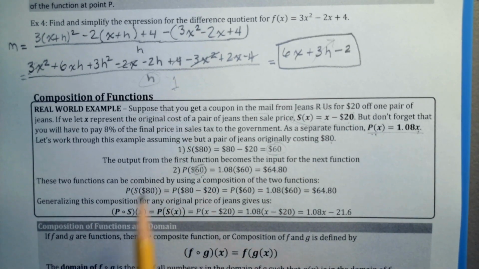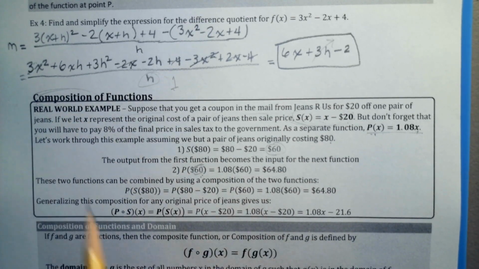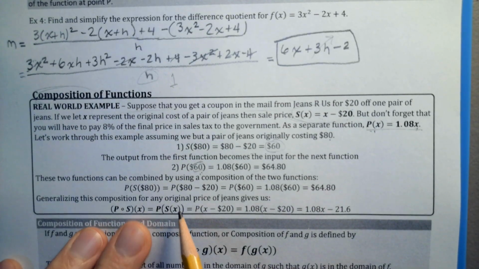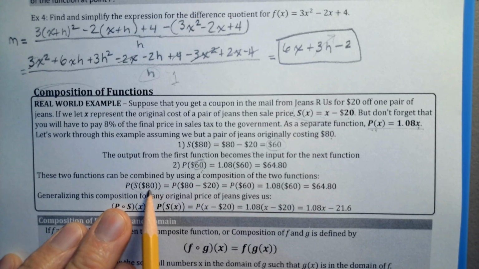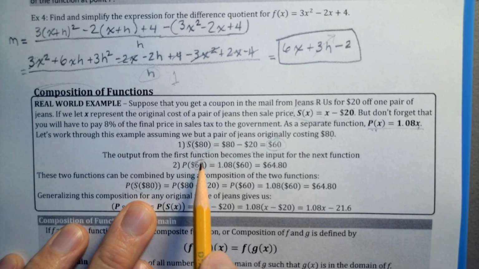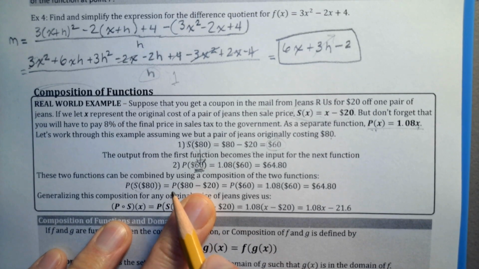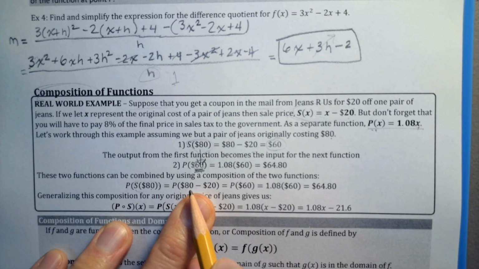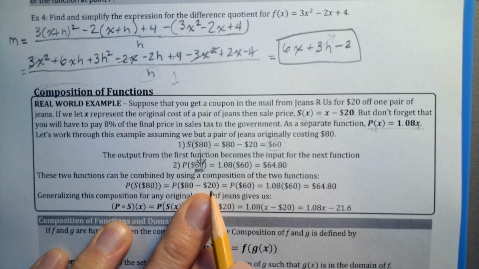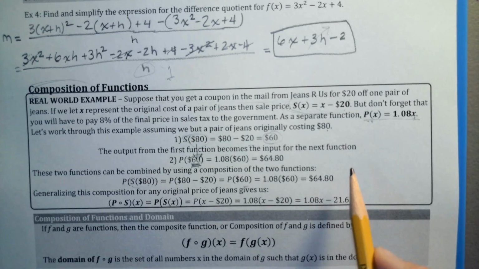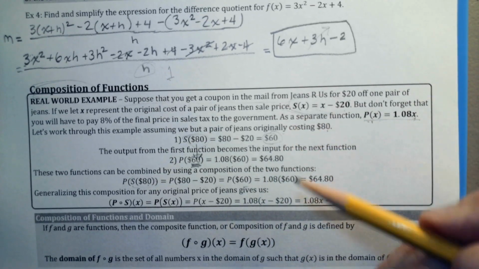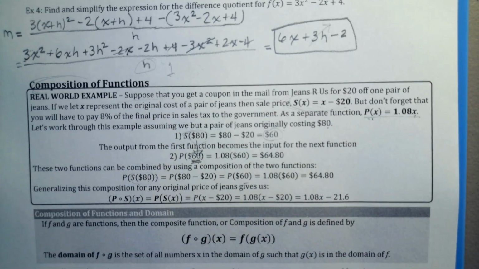Now these two functions that you did, where the output of one becomes the input for the next, can more easily be done if we do what's called a composition of the two functions. So instead of putting 60 in here, we put S of 80. We put this original function back into this 60 spot, right? And so then it's P of the function, 80 minus 20, that becomes 60. And so you get the same result, but you don't have to do one operation and then another. You can combine them into this composition.